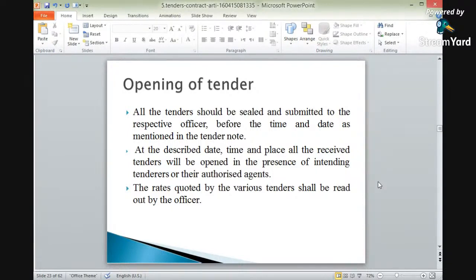The third point is that the rates quoted by the various tenderers shall be read out by the officer. The rates quoted will be disclosed and read out by the officer.